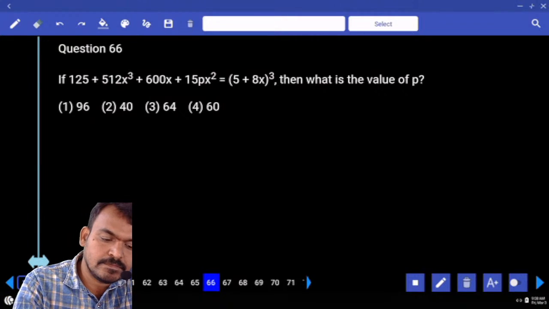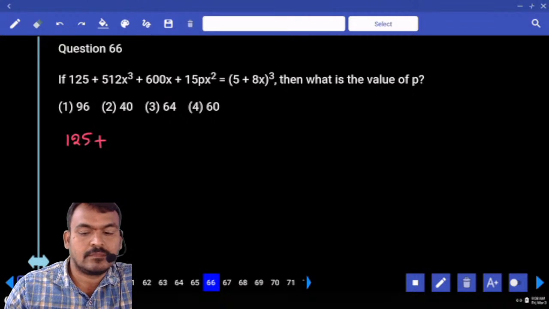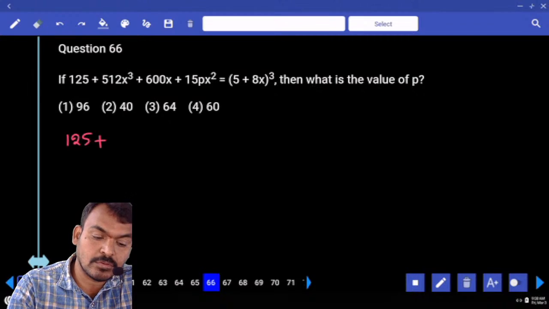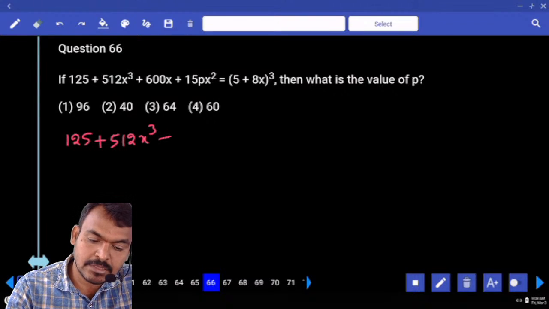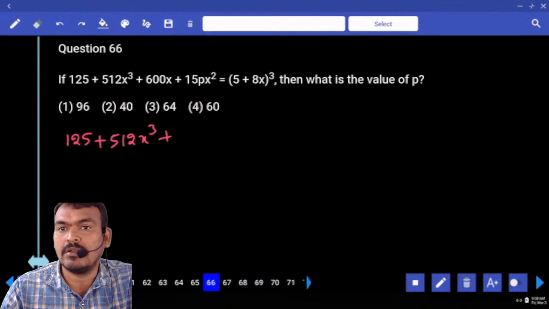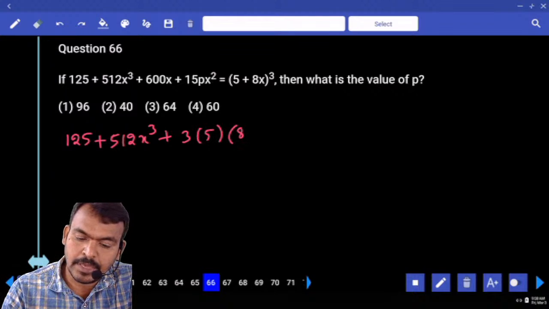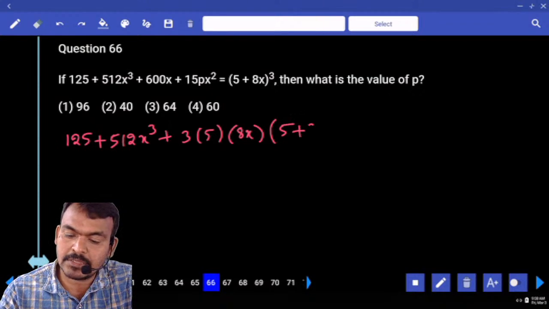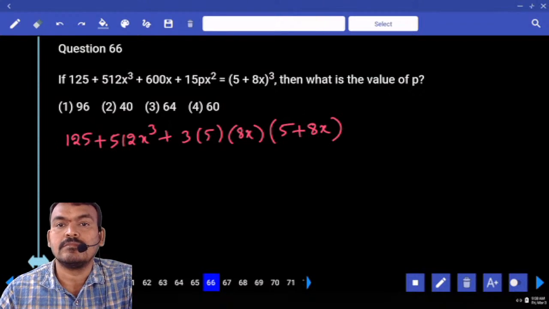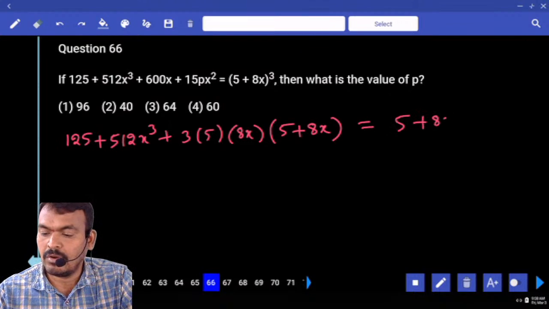What is 5 cube? 125, plus (8x) cube. What is 8x cube? 512 x cube. It is the right hand side value, not the left hand side value. Plus 3ab into (a plus b): 3 into 5 into 8x into (a plus b). What is a plus b? 5 plus 8x. It is equal to (5 plus 8x) whole cube.